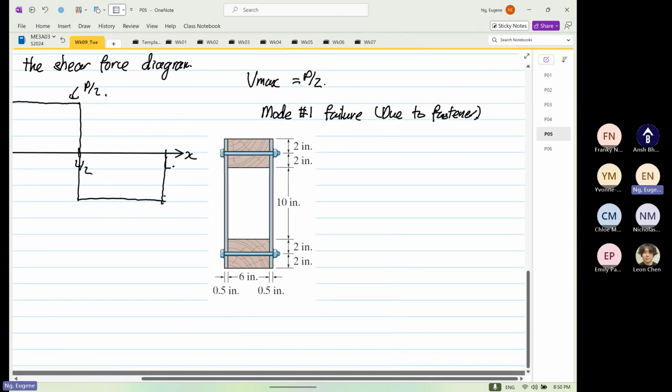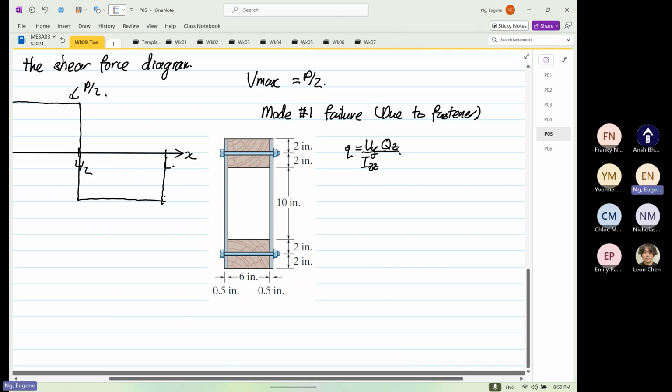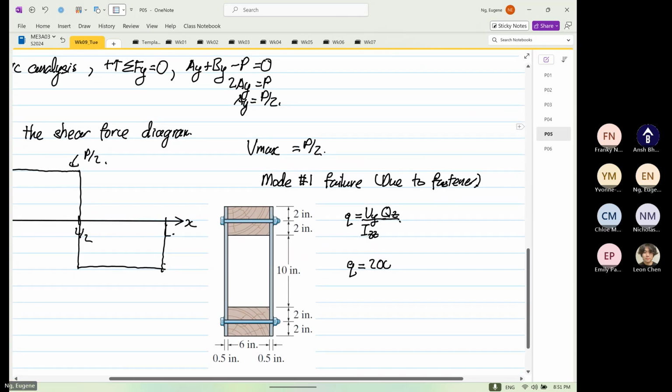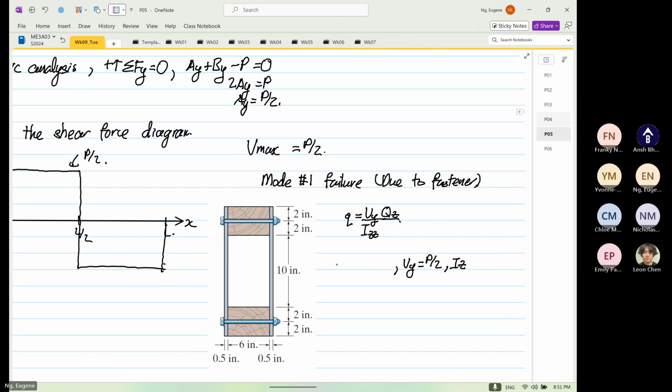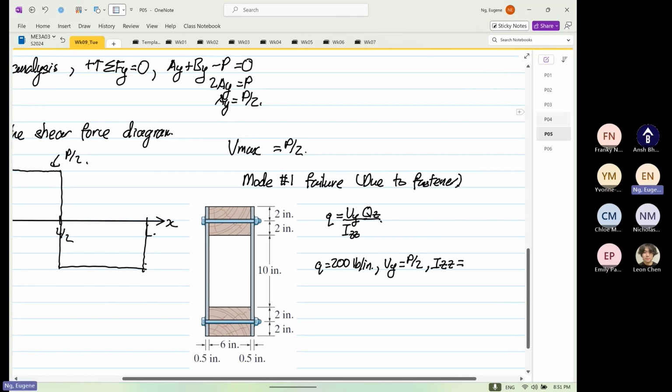So, right. We know that we have to use q, which is equal to V Qz over Izz. Okay, so what is known? We calculated Q earlier, and we calculated it to be equal to 200. Next, Vy is equal to P over 2, right? Izz, okay, let me put in units. I'm not going to find Izz, I'm just going to use the value that I know, 2902.